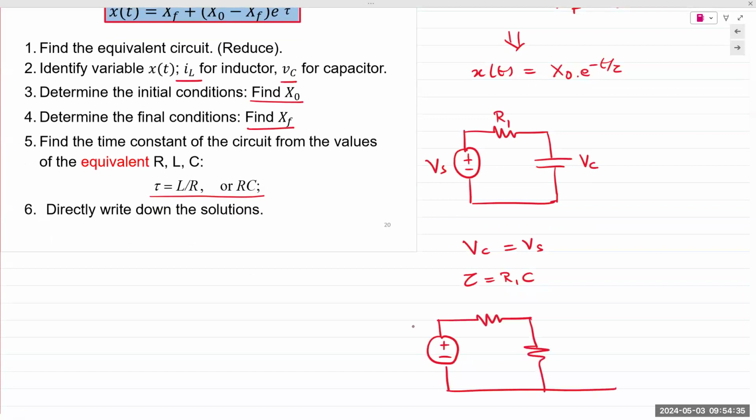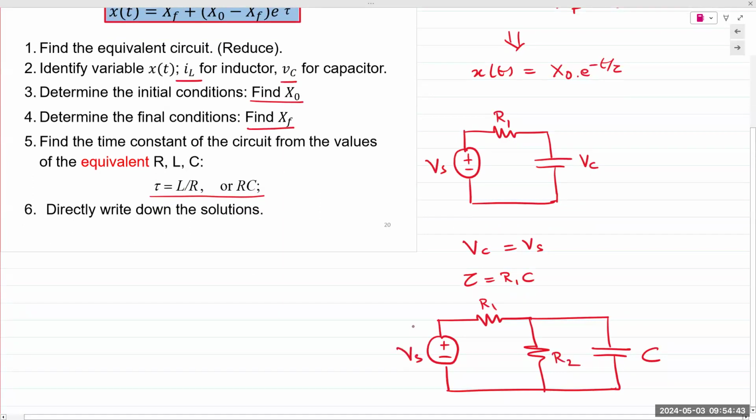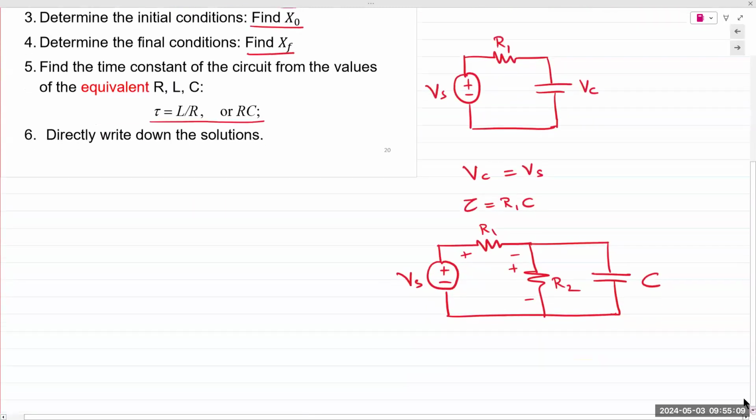But what if it's no longer a single resistor? This is R1, R2, and Vs. Is the capacitor voltage still Vs? No, because it's not being applied directly, because some of the voltage will go across R1, some of the voltage will go across R2. So it's not the same. In that case, we have to find the equivalent circuit, which is a Thevenin or Norton equivalent circuit as seen by the capacitor. Meaning you have to analyze the circuit by removing the capacitor and analyze it between those open terminals.